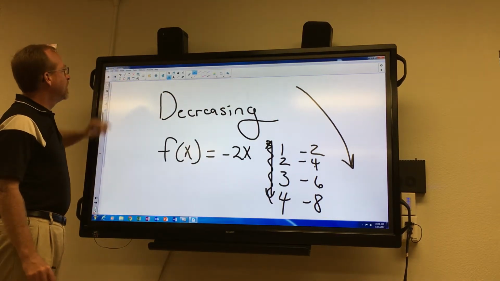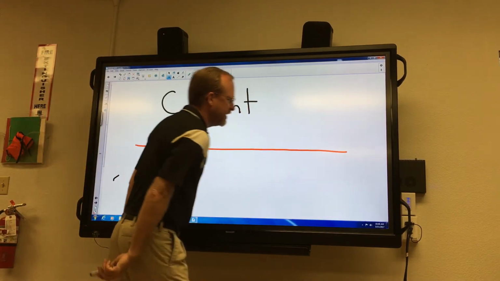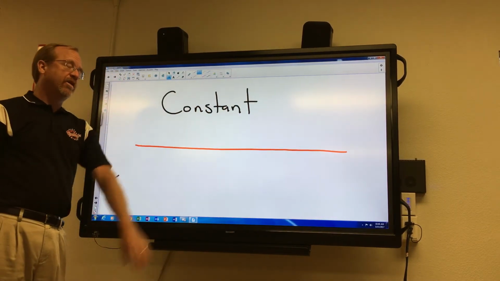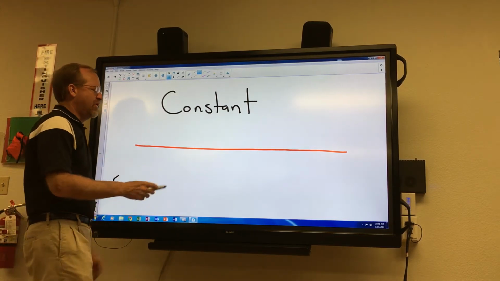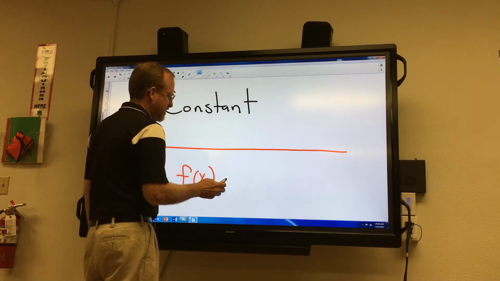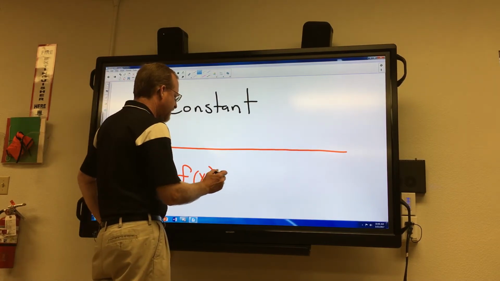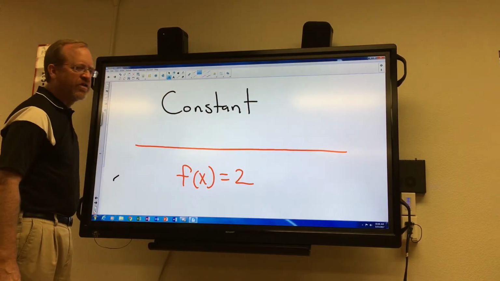Now the last one, constant, and it's just what it sounds like. There's no change whatsoever. How could you write a function where all the time it just stays the same? Well, how about if I said that f of x is equal to 2?